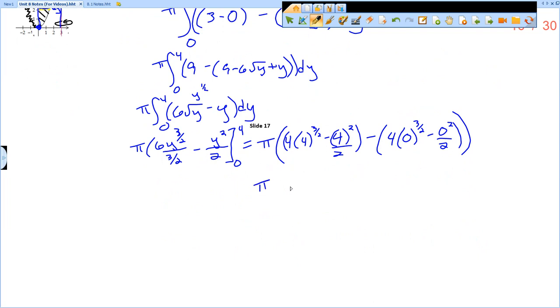All right, so now I have pi times 4 times 4 to the 3 halves. Remember, 4 to the 3 halves means the square root of 4 cubed. So I take the root first, which is 2. Square root of 4 is 2. 2 cubed is 8. So 4 times 8 is 32.